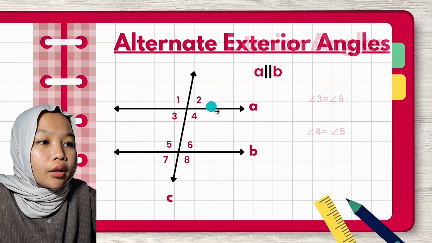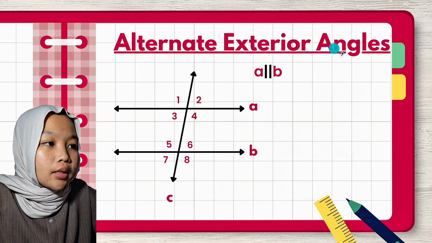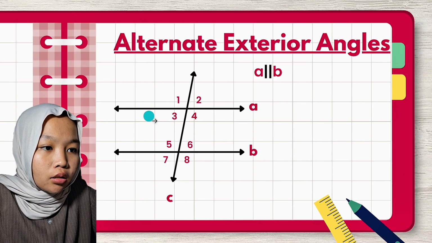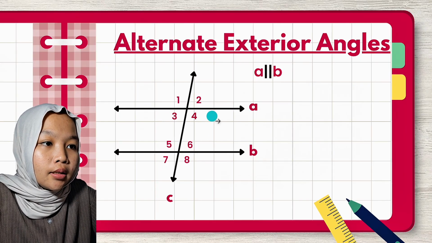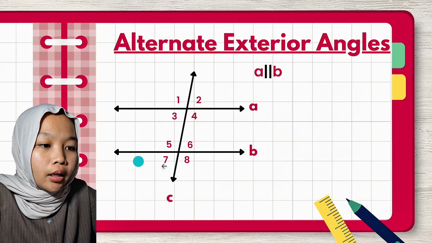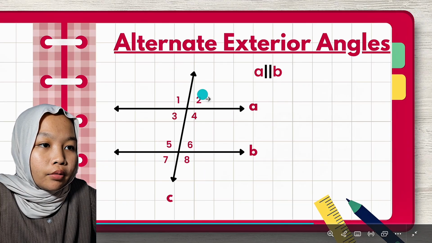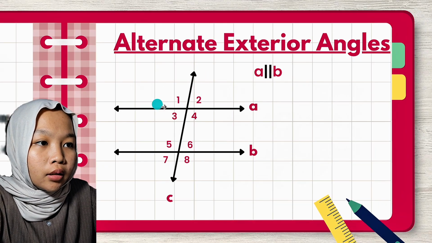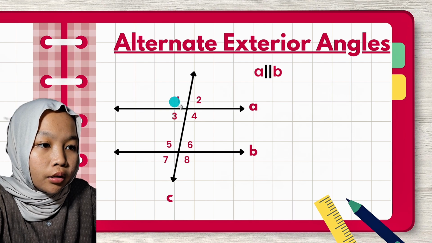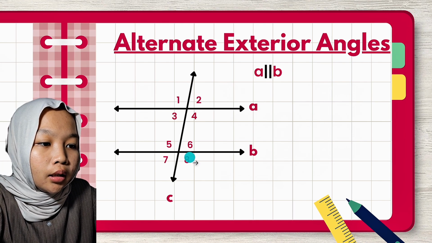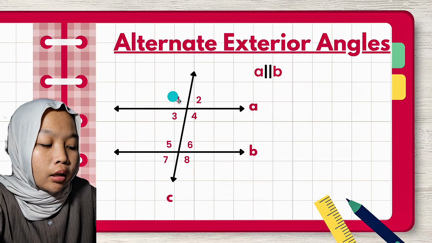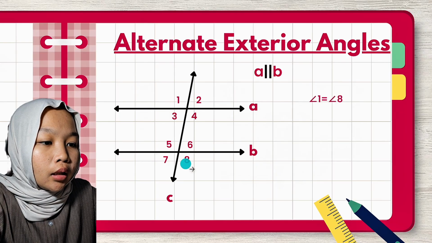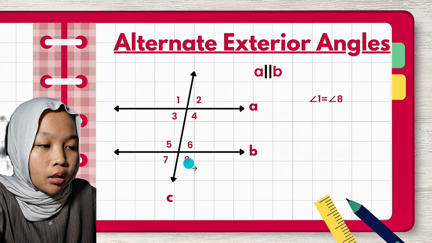Next, we're going to talk about alternate exterior angles. Because we know the interior is in this, the exterior is in here and here. Then we find the alternate angles on the outside, or the exterior. For the first, there is angle 1 and angle 8. So angle 1 is congruent with angle 8, or angle 1 equals angle 8.